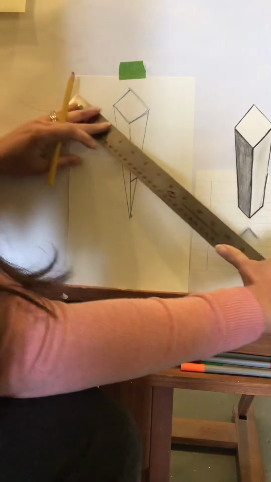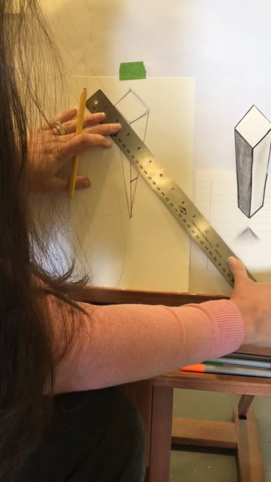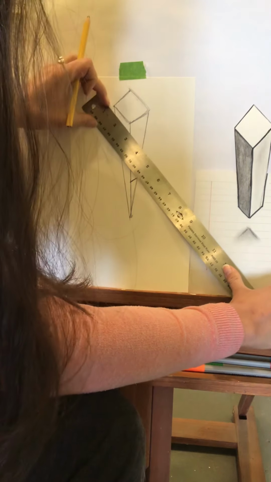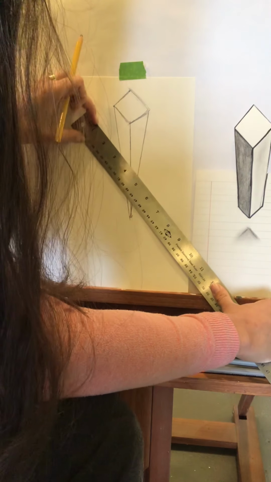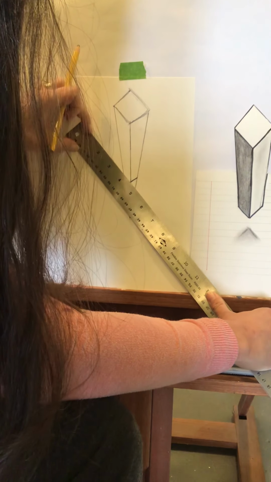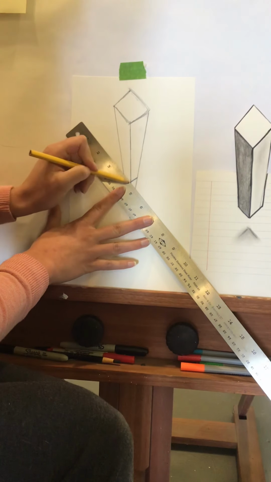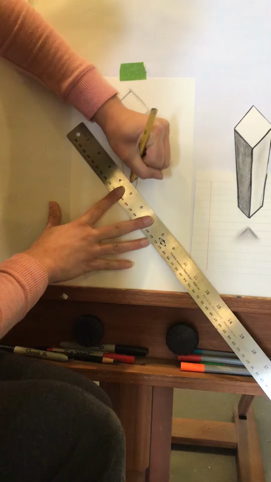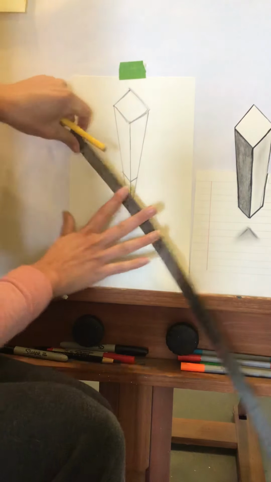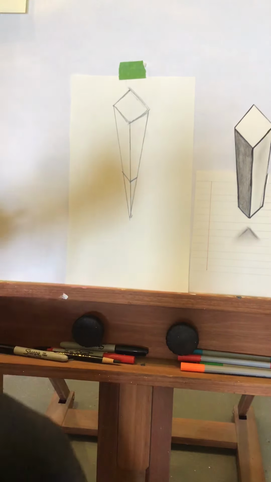Okay? I'm going to go to the other side of the diamond to get my angle and keep that angle. Drag my ruler back until it lines up with my corner from the other side of my diamond. So here's the other side, here's the tip of the corner, and then I'm going to connect. Okay? So here's what I have so far.